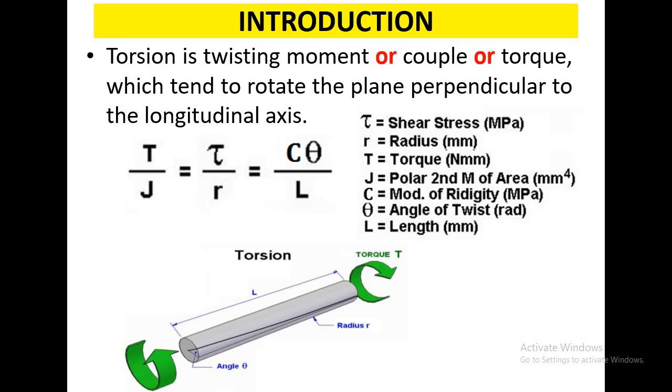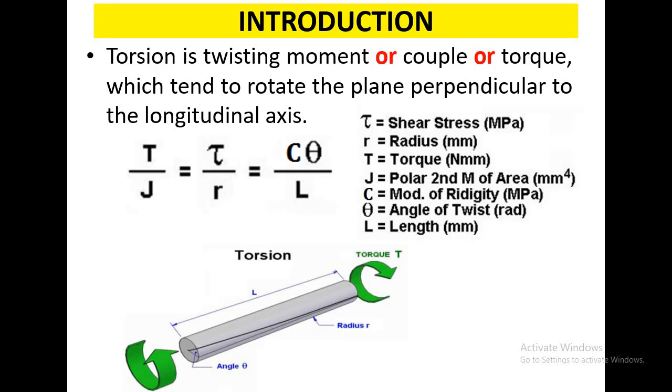Torsion is a twisting moment. We call it a couple or torque. Here the shaft is subjected to a rotation. At the end of the shaft we subject a twisting moment, that is, a force applied perpendicular to the longitudinal axis. That force makes the shaft rotate. So this term is called a twisting moment or a torque.